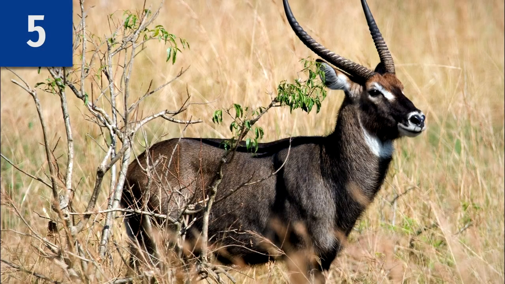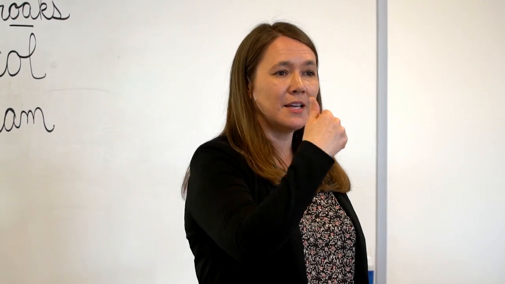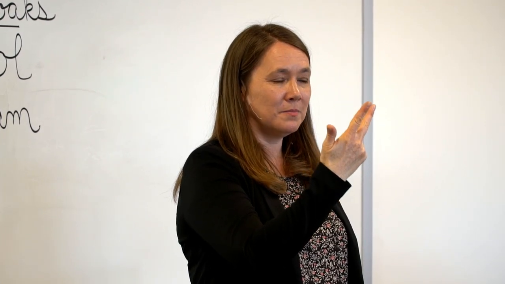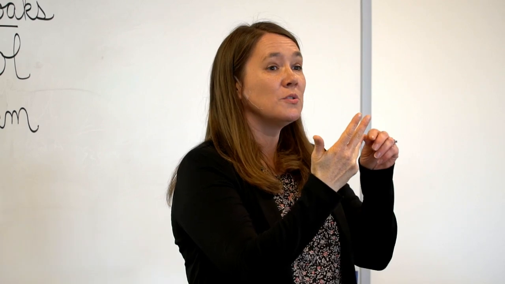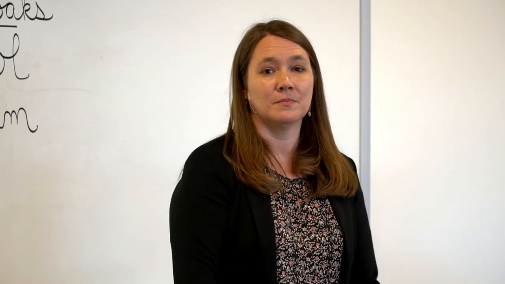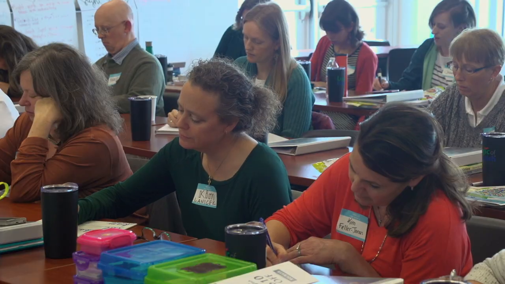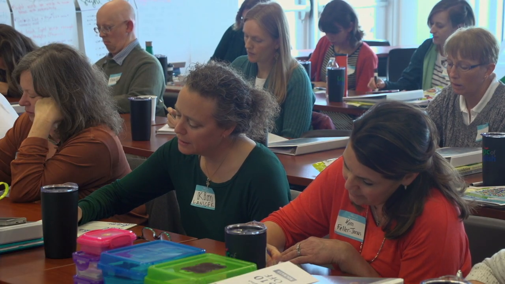The next word is cobs. Cobs live in the grasslands of western Uganda. Cobs. Go ahead and say cobs. Sound it out. Use a tall k, a, b, z. Use an s. I'd like to hear you sound it out. And then help me sound it out.